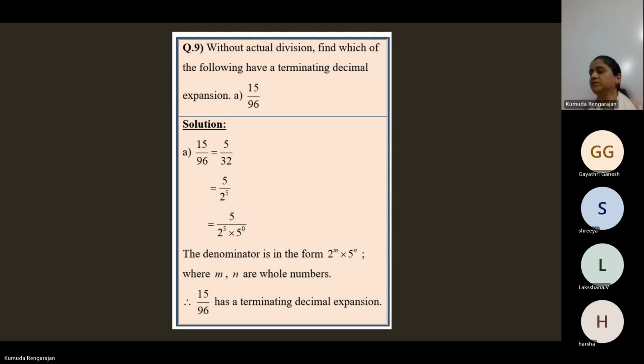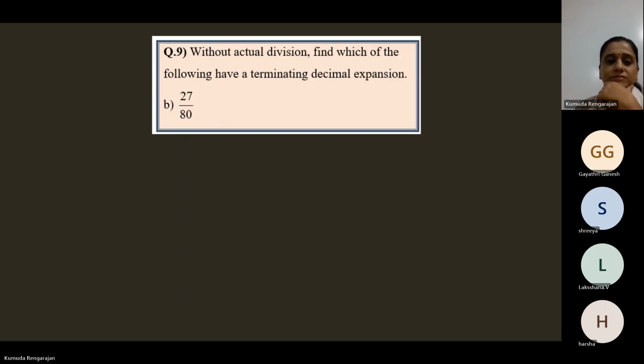Simplify. Okay. Second step. You need to express the denominator as a product of its prime factors. So 2 into 2 into 2 into 2 into 2. Okay, then, which is 2 to the power 5. Next. So then you need to check if the denominator is of the form 2 to the power m into 5 to the power n, right? If it's of that form, then terminating decimal. If not, non-terminating repeating decimal. Yeah, check this.